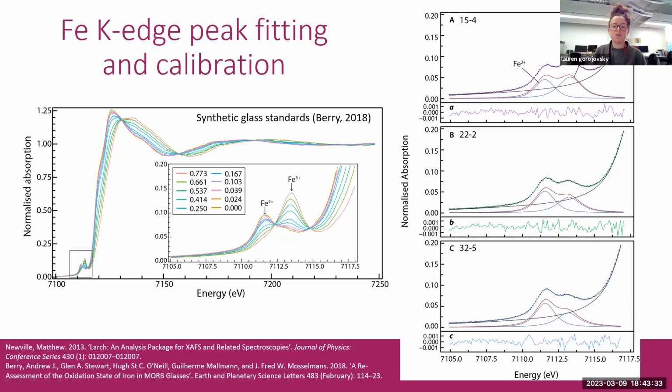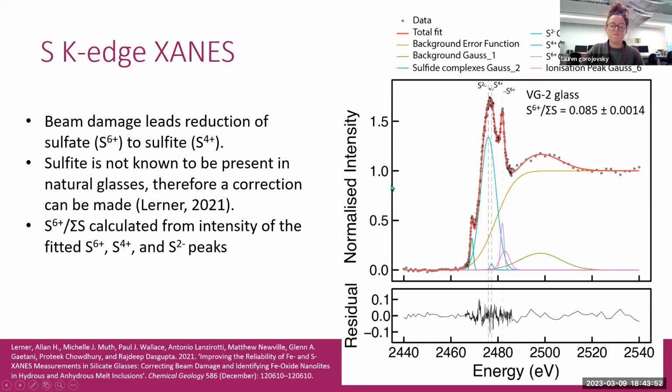For this, I also use standards to do the peak fitting. These are from Andrew Berry, a set of synthetic glass standards. Over here are examples of the spectra that we obtain and how I have peak fitted them to calculate the iron ratio subsequently. For the sulfur, it's less standard dependent, and that's because there are more components that we can fit to the spectra that make a little bit more sense, I suppose.